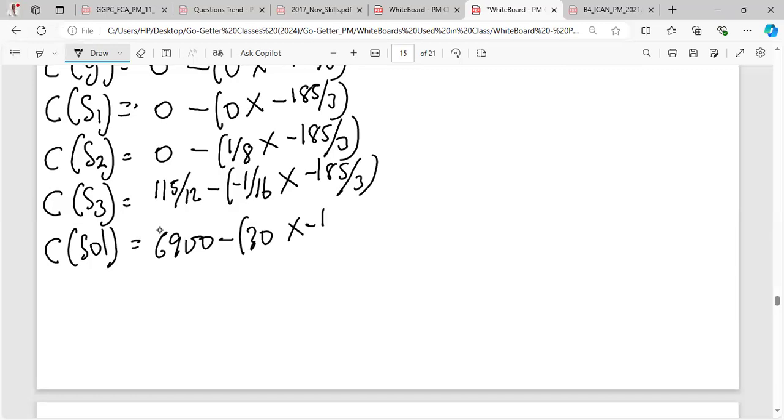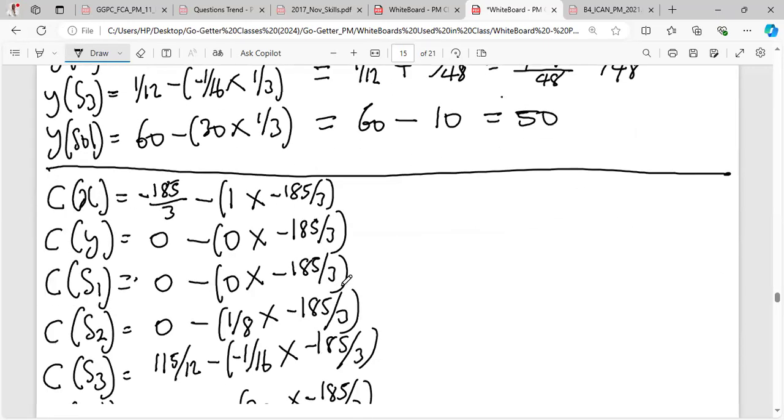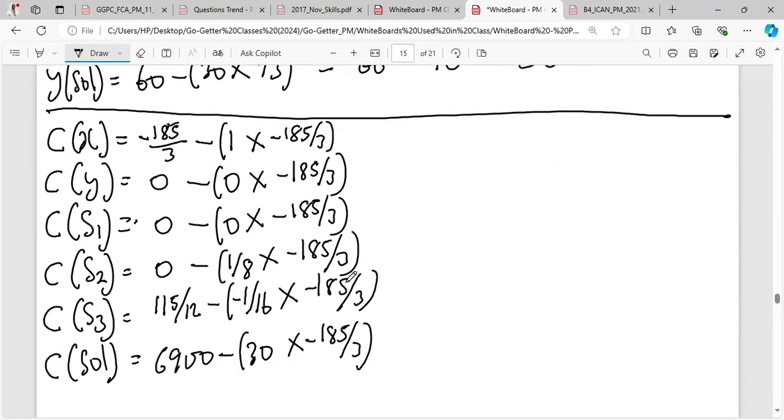Times minus 185 over 3. Okay, so let's take them one after the other. This will give me minus 185 over 3, and minus will give me plus 185 over 3, which is 0.